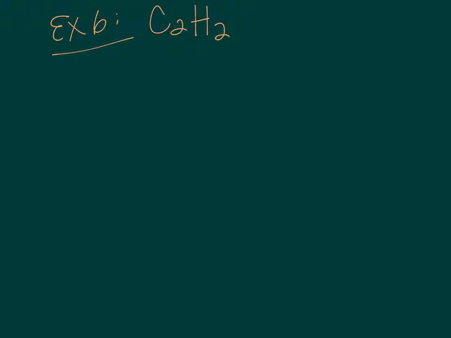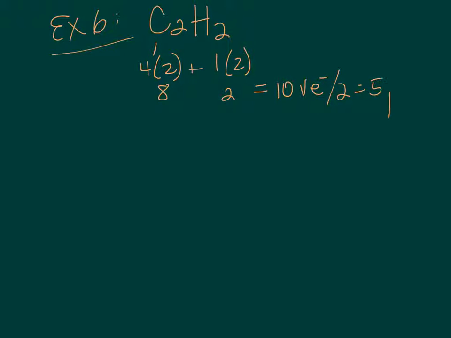So I'm going to find my valence electrons. 4 times 2 is 8, plus 1 times 2 is 2, for a total of 10 valence electrons, or 5 pairs.